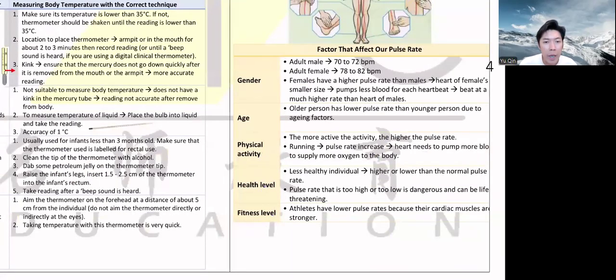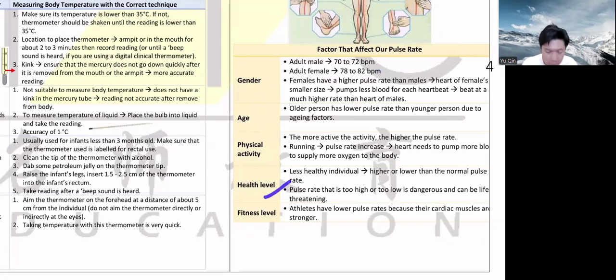Generally we have 70 to 72 beats per minute. In one minute we beat about 70 to 72. That's for male, and female will be 78 to 82. Then age was the factor we tested in the experiment just now. The older the age, the lower the pulse rate, and vice versa. Physical activity: the more vigorous the activity, the higher the pulse rate, and vice versa, because you need to supply more oxygen to the body, so the heart pumps faster to supply more blood flow.